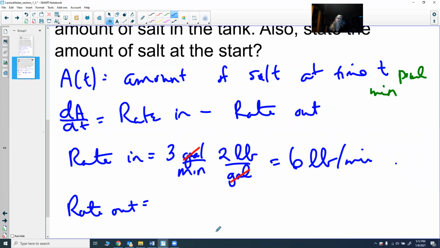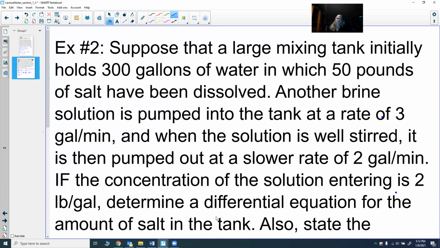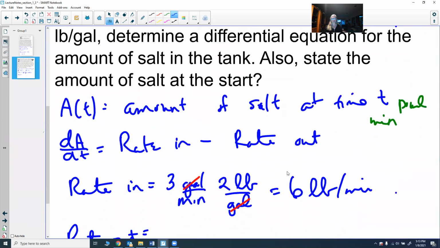The rate out is a little bit more work though, because one of the things we've got to think about is we're putting this concentration of 2 pounds per gallon into the tank, but that's not how fast it's coming out, because it's going to mix with whatever was in the tank already. There was already water and salt in the tank, and we're going to put this in, and it's going to mix with it because it's well stirred. So it's going to be mixed with that before it comes out. So it's not coming out at the same concentration it went in.